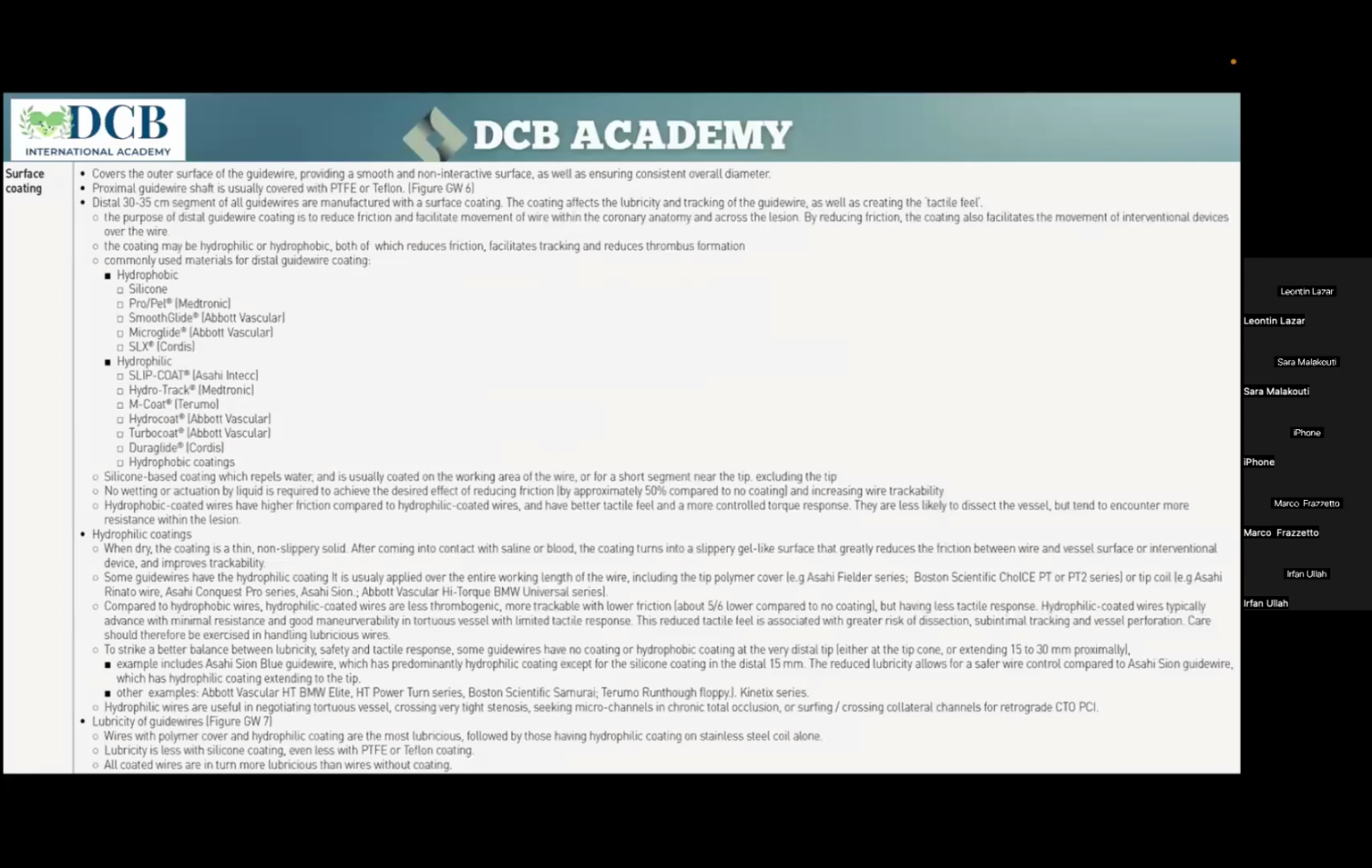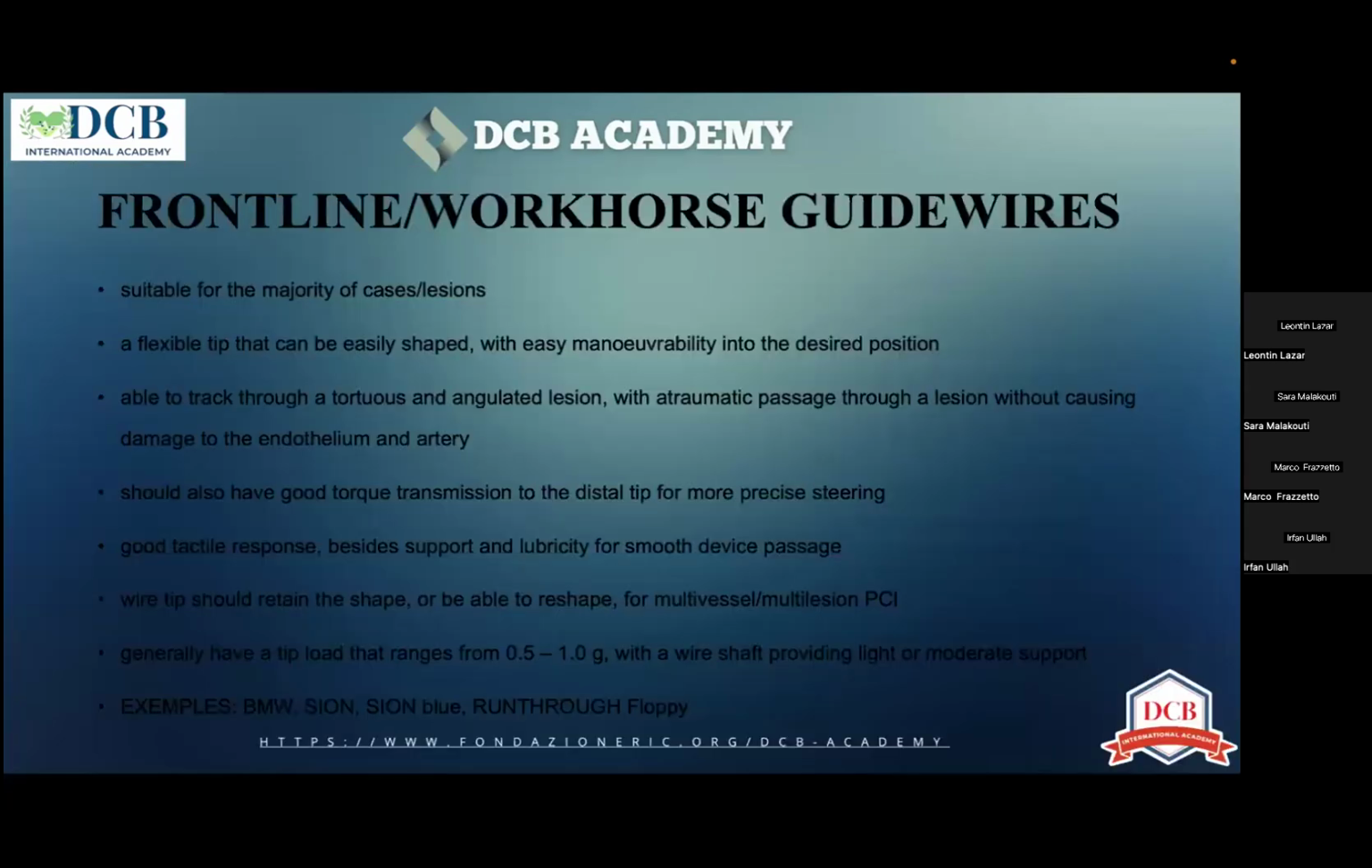Last but not least, the surface coating is very important for the guide wire, and we have to know for each wire how it is designed regarding the surface coating. There are two major types of surface coating: hydrophobic or hydrophilic. Both of them reduce the thrombus formation, but the hydrophilic one is known to reduce it more. And the hydrophilic coating guide wires must be wet before introducing them into the catheter.